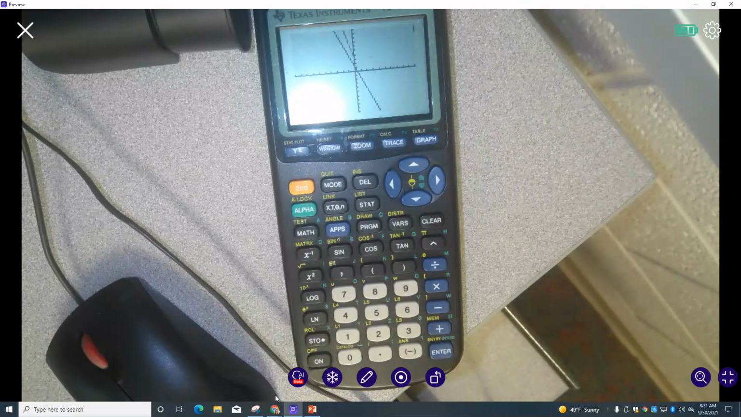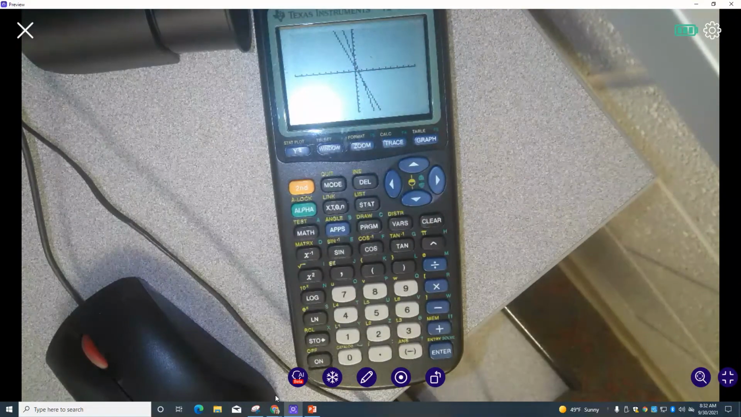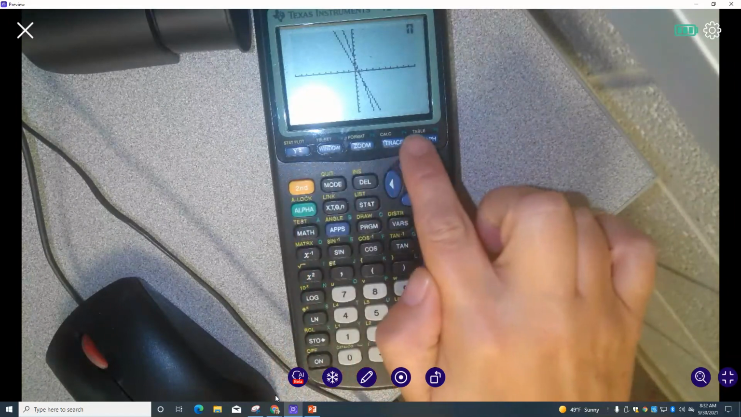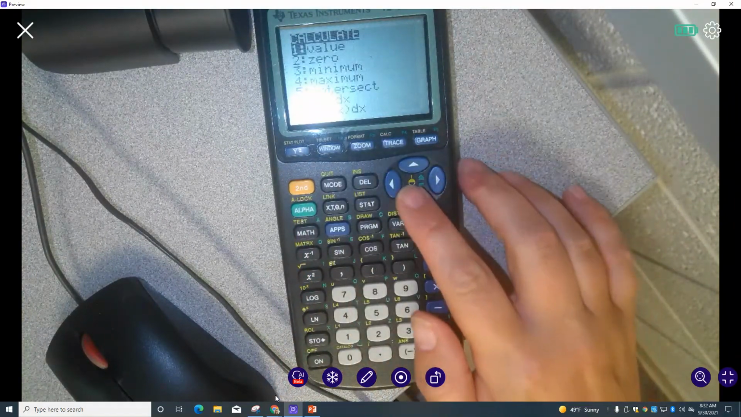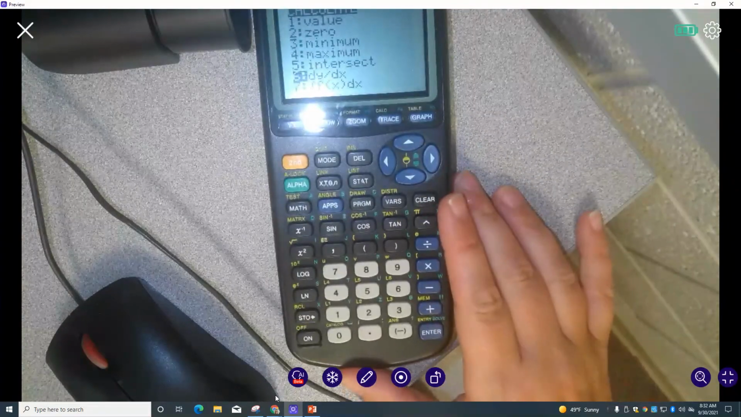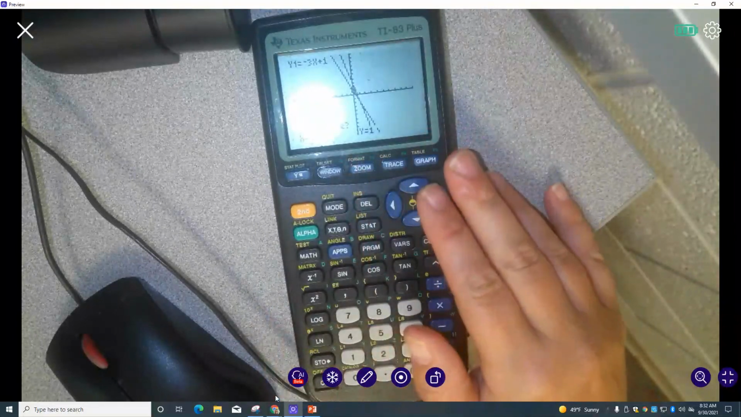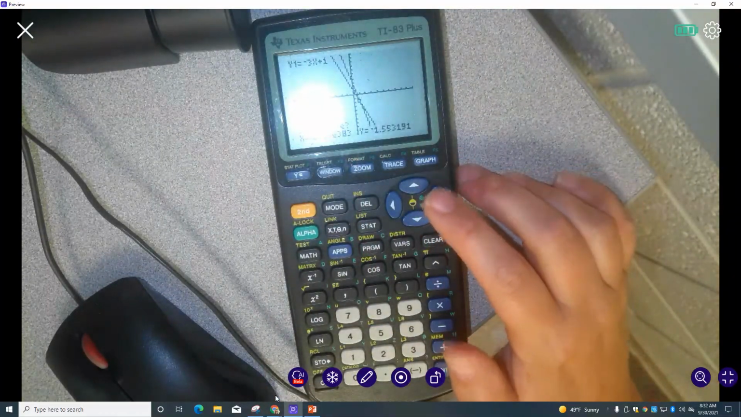There's the first line. There's the second line. I can see that they cross somewhere in here. I'm going to make my calculator find that intersection by hitting second and then calculate, which is right above trace. And I want to find number 5, which says intersect. And then it's going to ask you about first curve versus second curve.